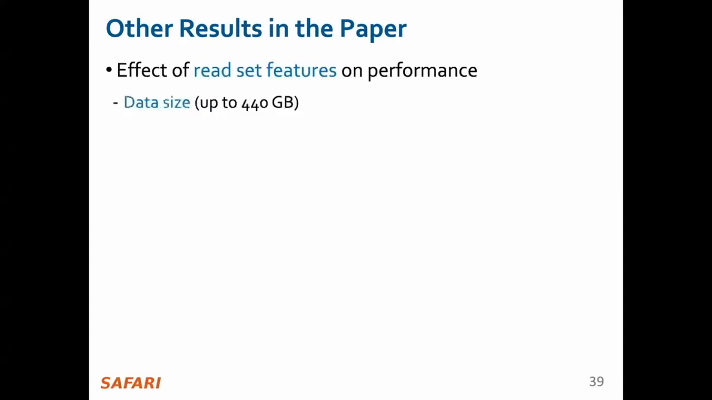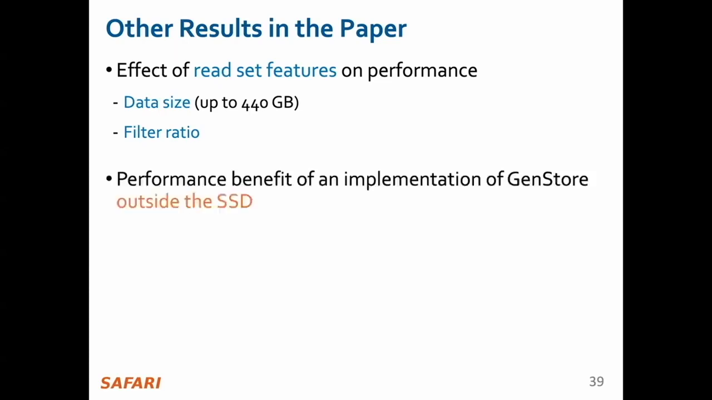So let me briefly talk about some other results that are included in the paper before concluding this talk. These include the following. We analyze the effect of read set features on performance. So we scale up the data sizes to up to 440 gigabytes, and the filter ratio, which is the ratio of reads that will be filtered. As you see, we discussed some examples here, but we discussed a wider range of filtering ratios for different types of reads and different read mapping use cases.